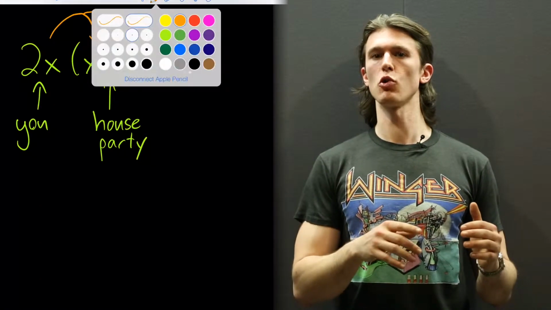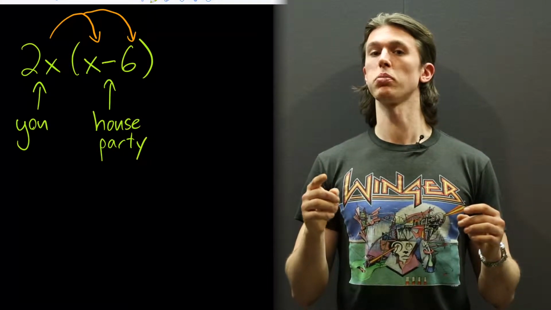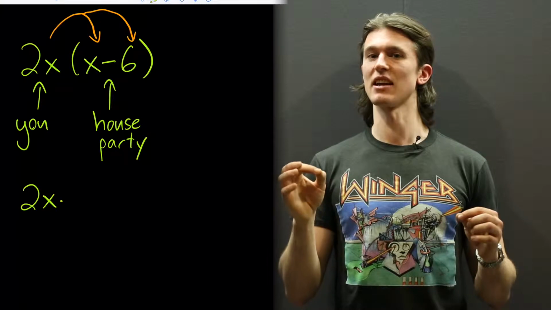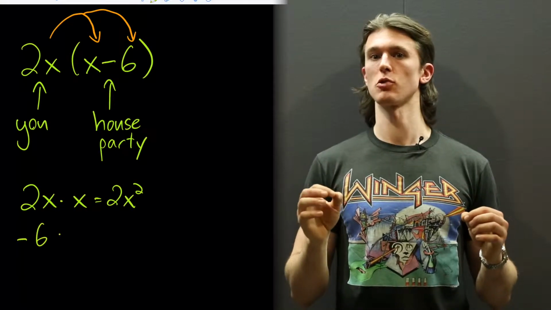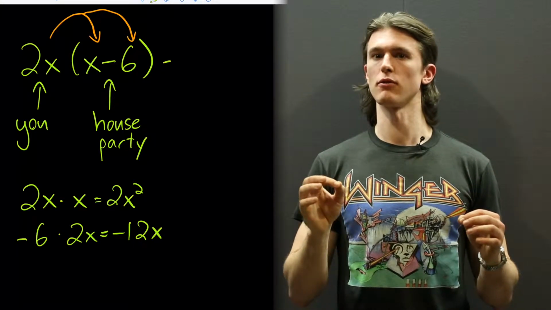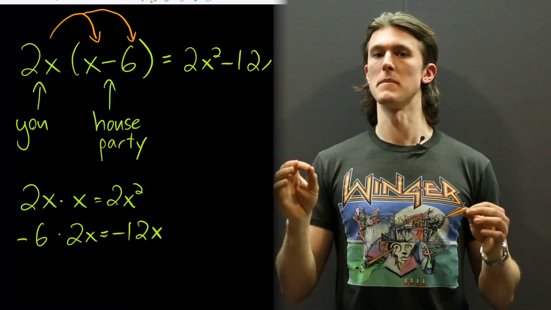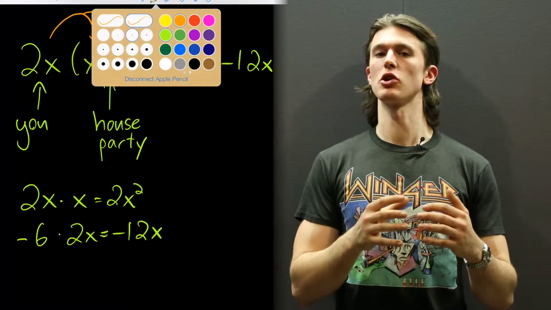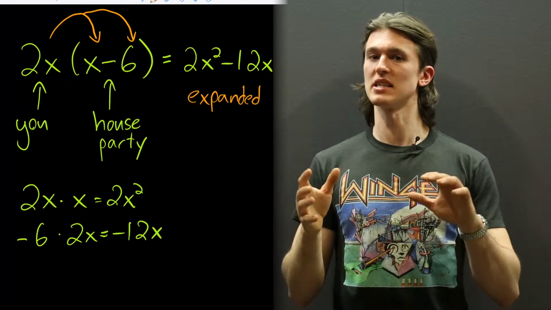Multiplication. So the 2x through the distributive property goes in and multiplies the x and the negative 6. So 2x times x is 2x squared. Negative 6 times 2x is negative 12x. And what we have is 2x squared minus 12x. That's what we would call expanded form. Now, factoring is the idea of just going backwards from this.